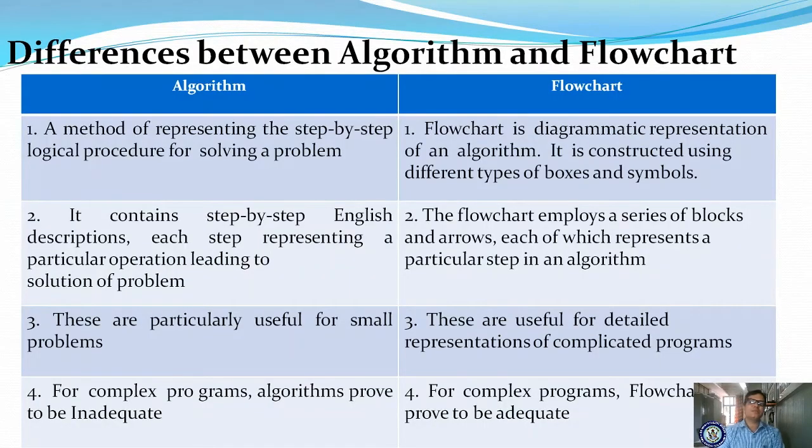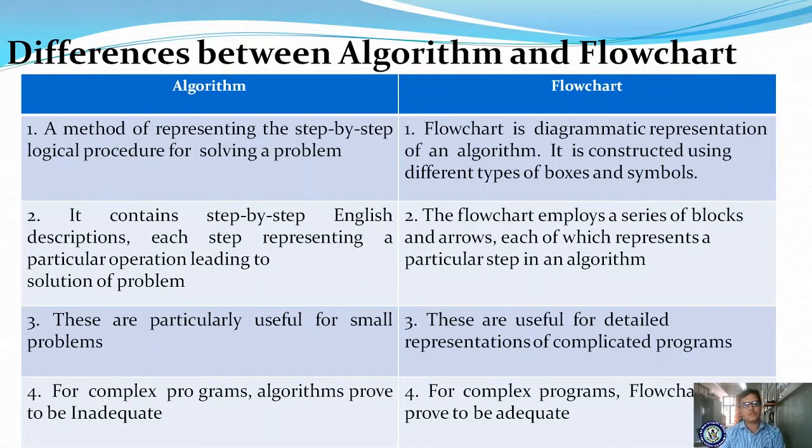Now let us see the differences between flowchart and algorithm. If you observe the first point, an algorithm is a method of representing the step-by-step logical procedure for solving a problem. This is the definition. A flowchart is a diagrammatic representation of an algorithm. It is constructed using different types of boxes and symbols. Here we are using some pictures. It consists of boxes and symbols, whereas an algorithm is the step-by-step logical procedure for solving a problem.